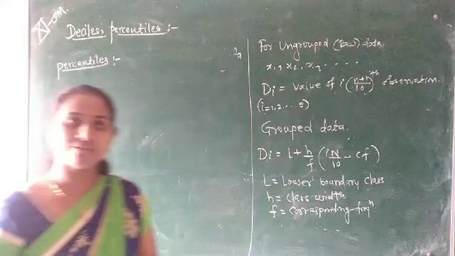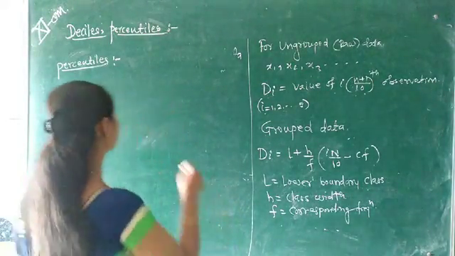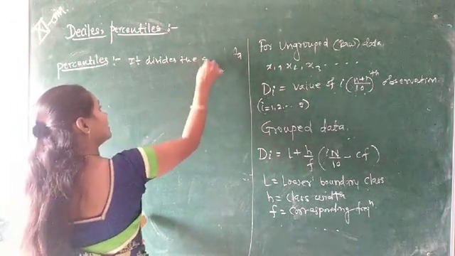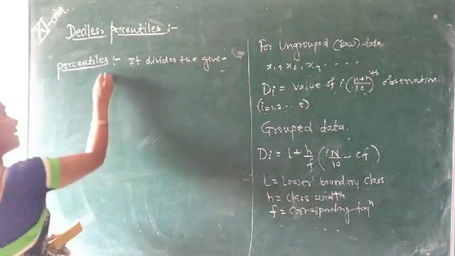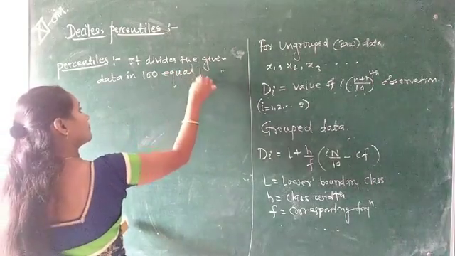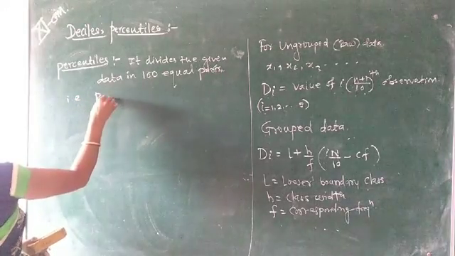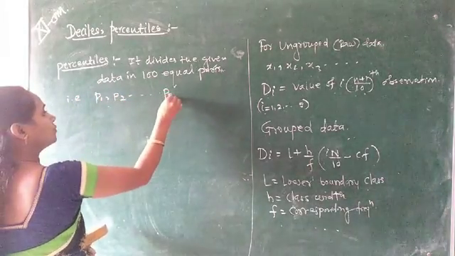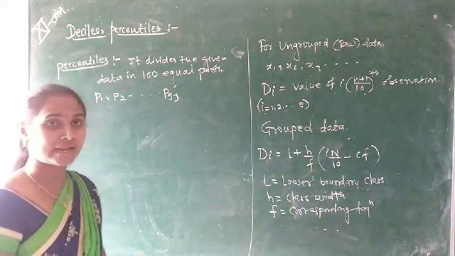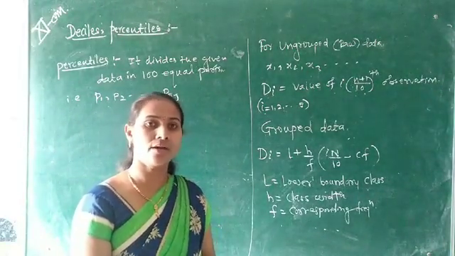Percentile is the value which divides the given observations or the given data in 100 equal parts, and it is generally denoted by P1, P2 and so on up to P99. Percentiles are P1, P2 and so on up to P99, deciles are D1, D2 and so on up to D9, and quartiles are Q1, Q2 and Q3.